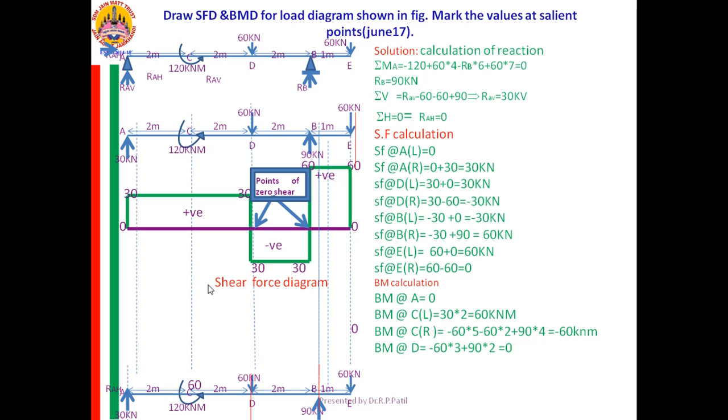Now, BM at B. Again, I am considering the right part. See, in the calculation, you are not telling how you are doing the calculation, only you are giving the number. That is 60 into 1. The beam is bending in the downward direction. That is why it is negative. Minus 60 into 1, that is minus 60 at B. Lastly, at E, it is 0.